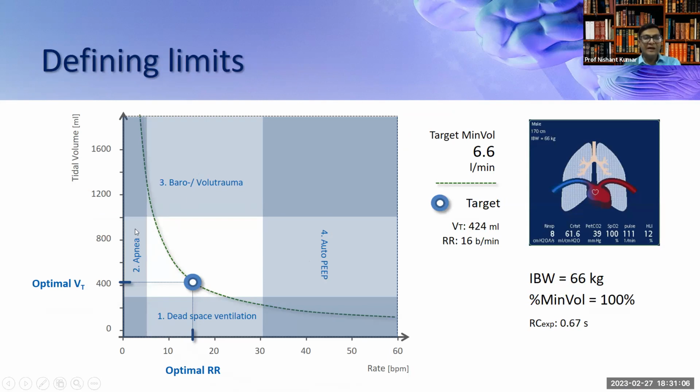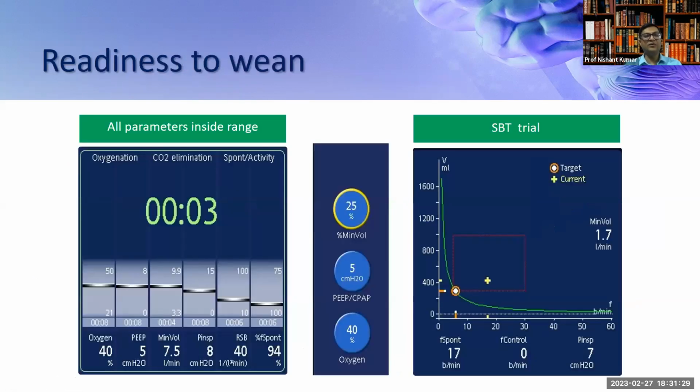So the idea is to choose the best strategy so that the VT and RR remain in this white circle, and every 3 to 4 breaths, from the patient's data, the ventilation is altered so as to achieve this particular target, which is optimal for the patient. So that is how an ASV works.